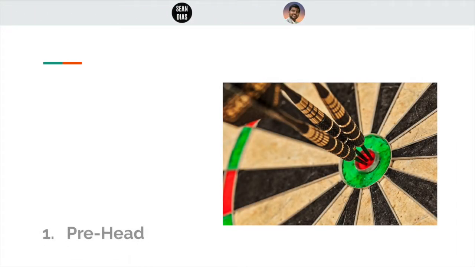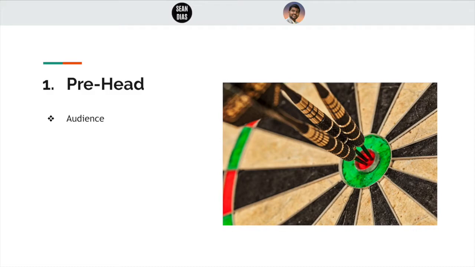The first one is the pre-head. So what is the use of the pre-headline? The pre-headline is used to select the audience. That means your ideal customer, who is very hyper specific. Now here's a mistake that most copywriters make. They will think that everyone is my customer. That is a very big mistake, because if you think that everyone is your customer, guess what? Nobody is your customer. You have to be hyper specific and you have to know your customer very well.